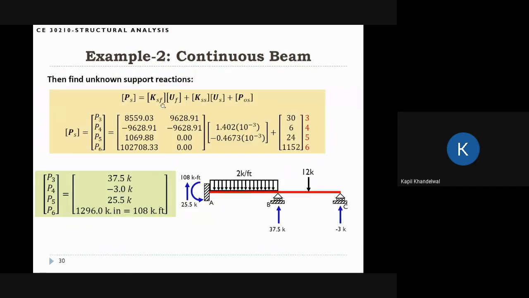Support reactions are KSF UF plus KSS US plus POS. Again, US is 0, so we really don't need the KSS portion of the matrix. We just have to do KSF UF plus POS. This is how we find the support reactions.